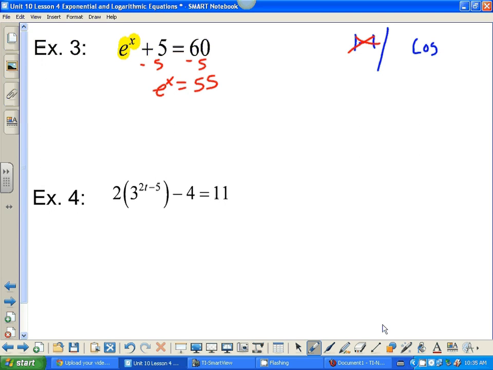Again, you can choose to do a common log on both sides, but I want to show you why it's advantageous to use a natural log on both sides.